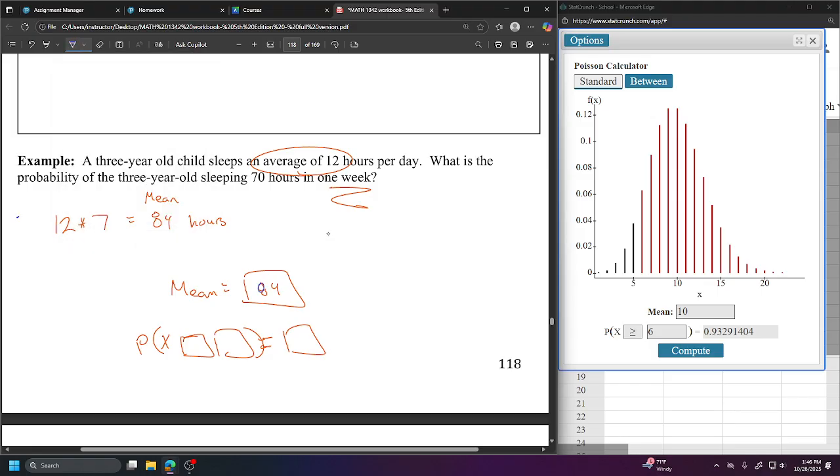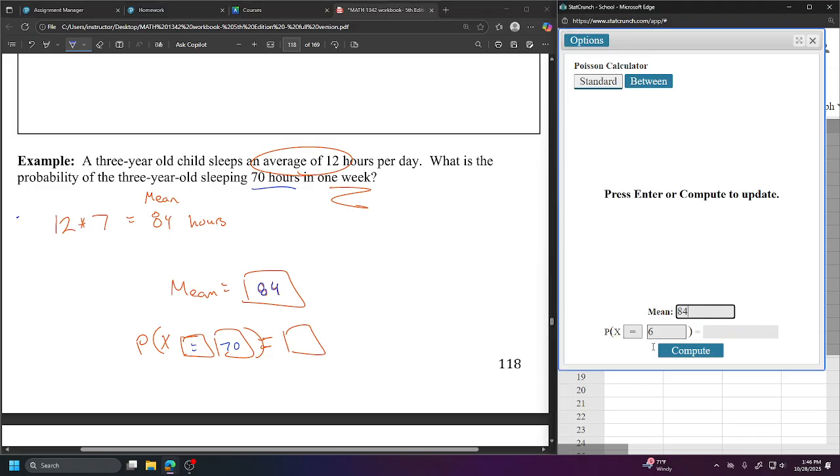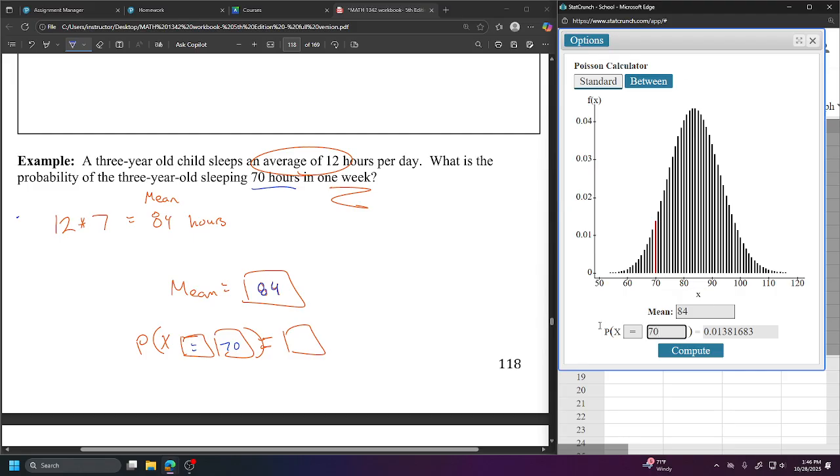Okay, so yeah, 84. We're good there. But it says a probability of 70 hours. Is that less than 70 hours? Is that more than 70 hours? What would I put? What is that? Equals 70. Exactly. Let's do it. 84, 70. Okay.